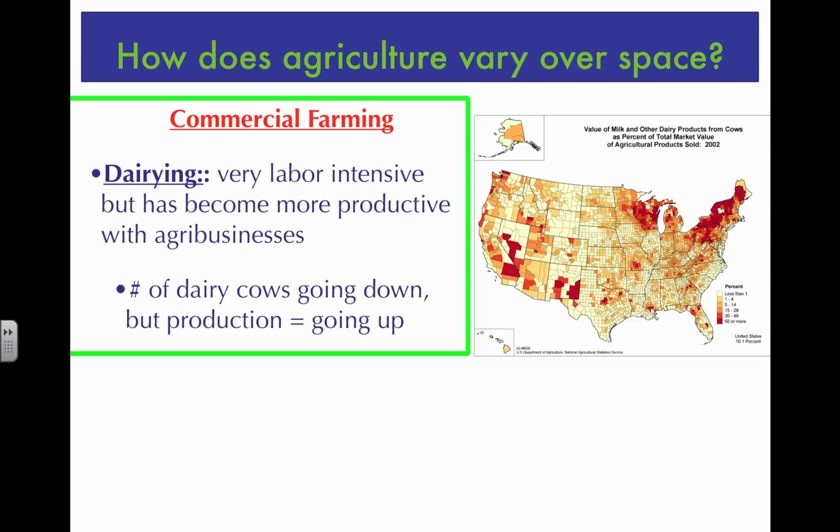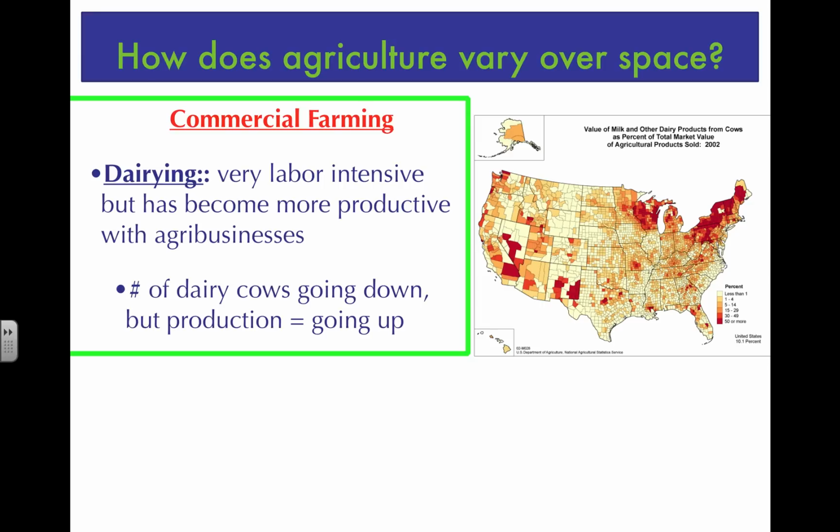With dairying, another reason why it's so particularly expensive is because it's labor intensive. Cows need to be milked, and there's a lot of labor involved in the production of dairy products such as cheese and butter and yogurt. These dairy farms are expensive to maintain, but they become increasingly more productive with the growth of agribusinesses. As agribusinesses are growing, the number of dairy farms actually goes down because they're all being consolidated into one, but the production's going up.